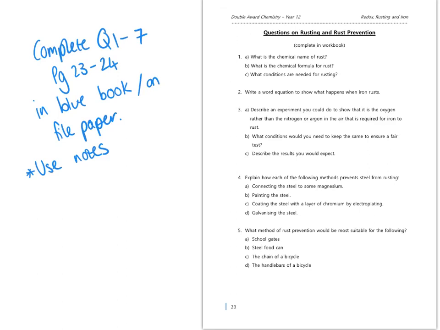Question 5, you just need to name the method of rust prevention. You don't need to go into too much detail. So this shouldn't take you too long at all. So complete these questions. Make sure you do questions 1 to 7. There's 2 more on the next page. Complete them in your blue book or on file paper. Use your notes. There should be nothing in these questions that you can't do. So use your notes to answer these carefully.